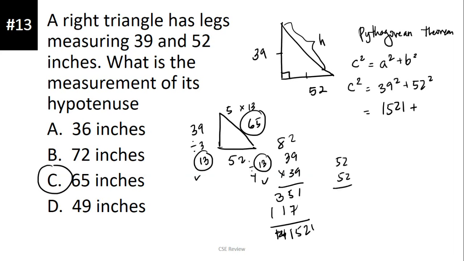Okay? So, that is going to give us 4. This is going to be 10. This is going to be 10. And then 25, 26. Okay? So, 4, 0, 7, 2. So, 2704 is equal to C squared.